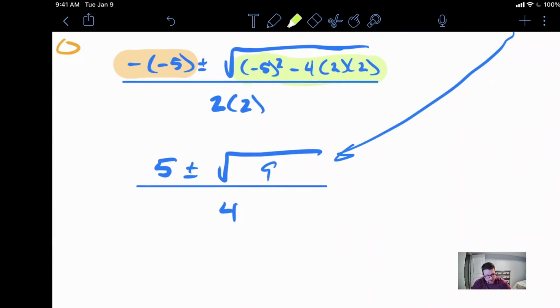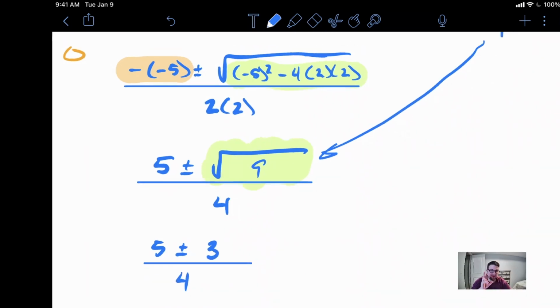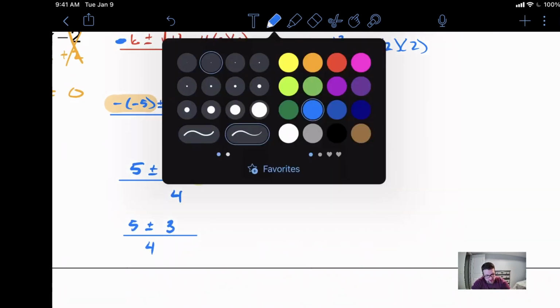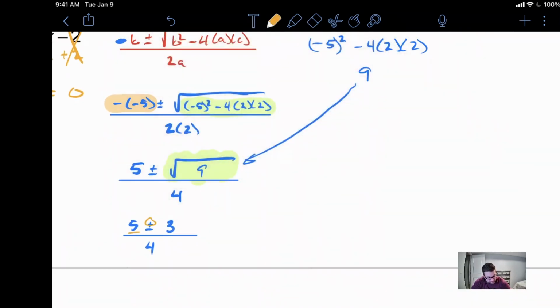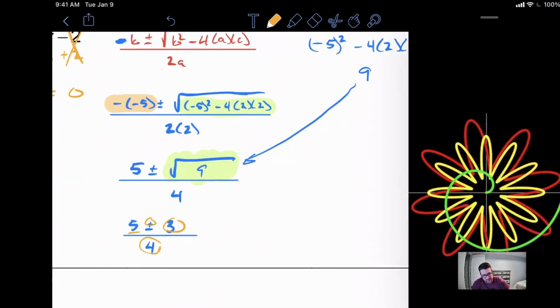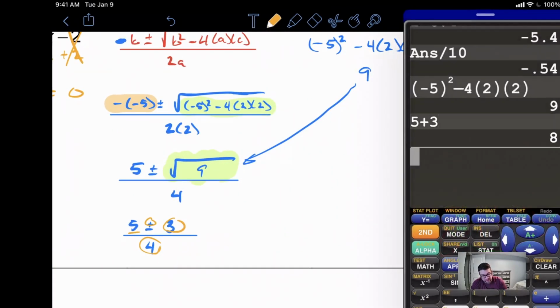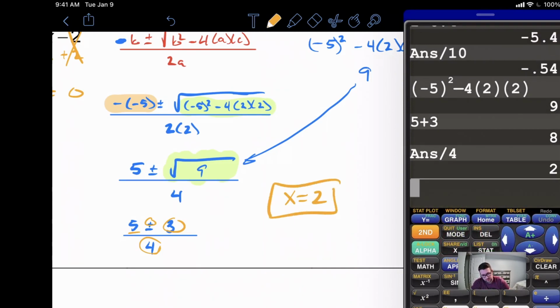So now we look at it. Well, we can figure out the square root of 9. That's what we've got to do next before we evaluate. So we're going to have 5 plus or minus. Now hopefully you recognize that the square root of 9 is just 3. So we're going to get a 3 there. And now this is where we're going to get our two answers. So we're going to do 5 plus 3 divided by 4. 5 plus 3 will give us 8, and 8 divided by 4 will give us 2. So x equals 2 will be one of our answers.